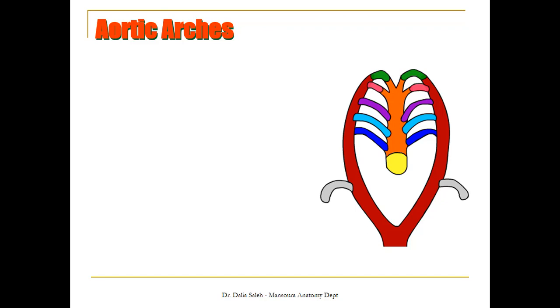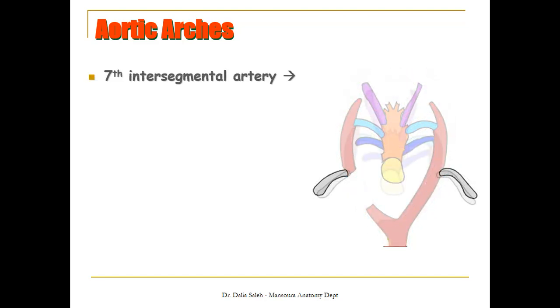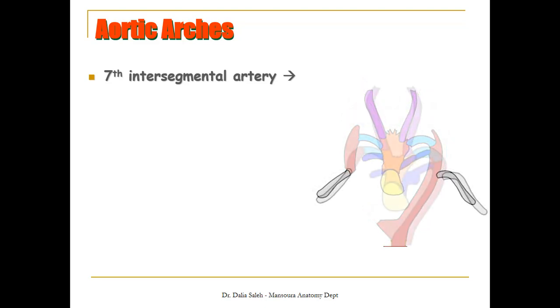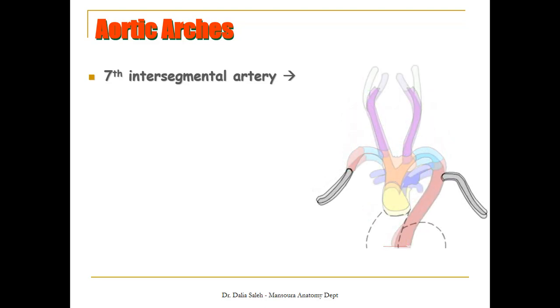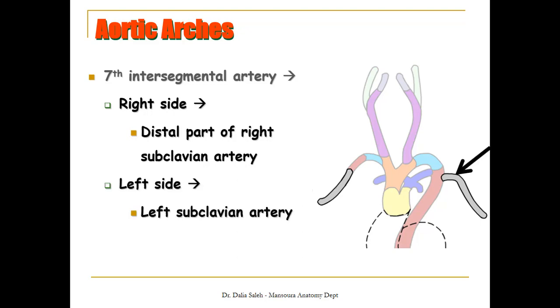Now let's have a look at this small artery that arises below the level of the sixth aortic arch. We call it the seventh intersegmental artery. After remodeling, on the right side, it will give us the distal part of the right subclavian artery, while on the left side, it will give us the left subclavian artery.